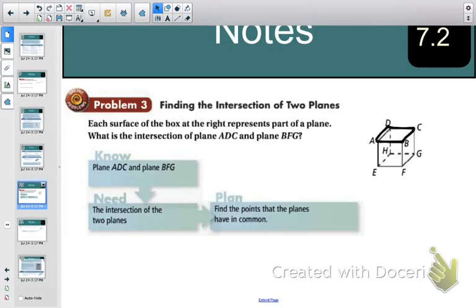So where does the top plane intersect with BFG? That's this plane right here. So what do these two planes have in common? Well, that's going to be this, BC right here. So the intersection is just, we're going to say, BC. And that's actually just a segment because this is a box, so it doesn't go on forever. If it did go on forever, we would just say it's the line BC.